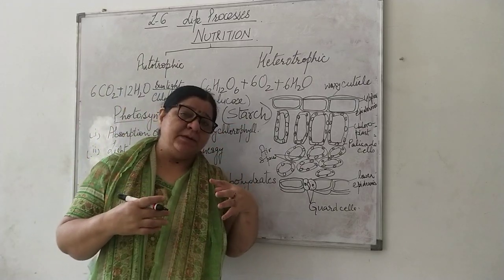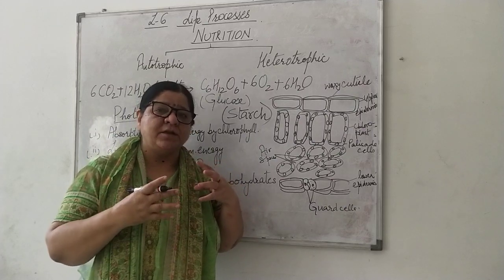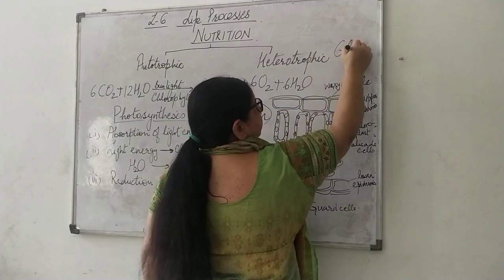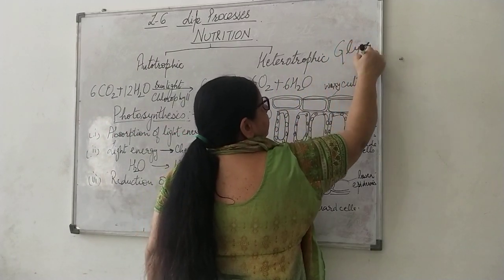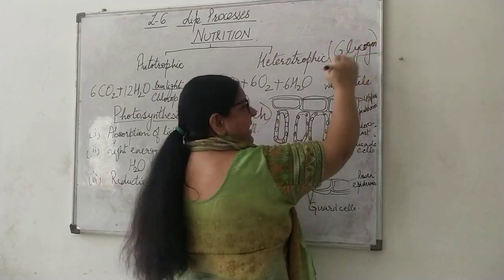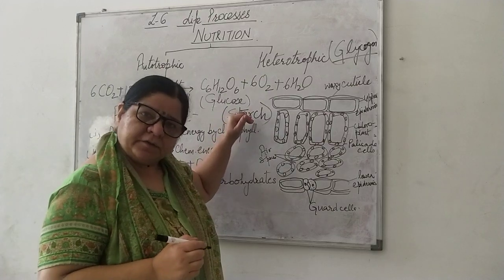Same way in animals also, the extra energy is stored in the form of glycogen. Right? In animals it is stored in the form of glycogen. In plants it is stored in the form of starch.